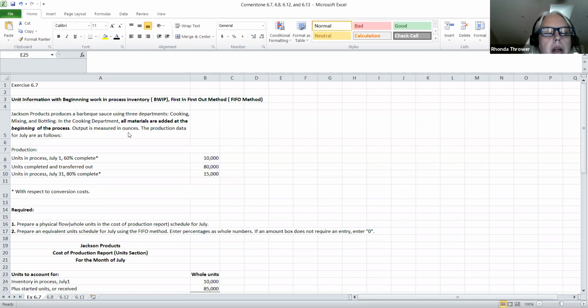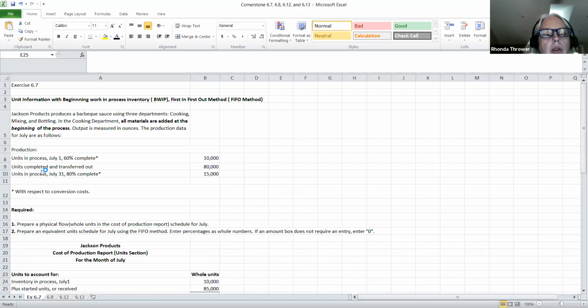The output is going to be measured in ounces, and the production data for July are as follows. And what they've given us is the beginning inventory units that are 60% complete. And that means they're 60% complete with respect to conversion cost. I want to emphasize that it's 60% complete with respect to conversion cost. The units at the beginning inventory are 10,000 units.